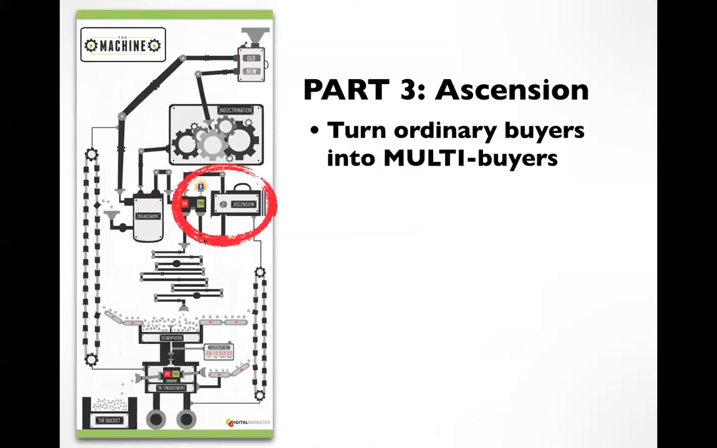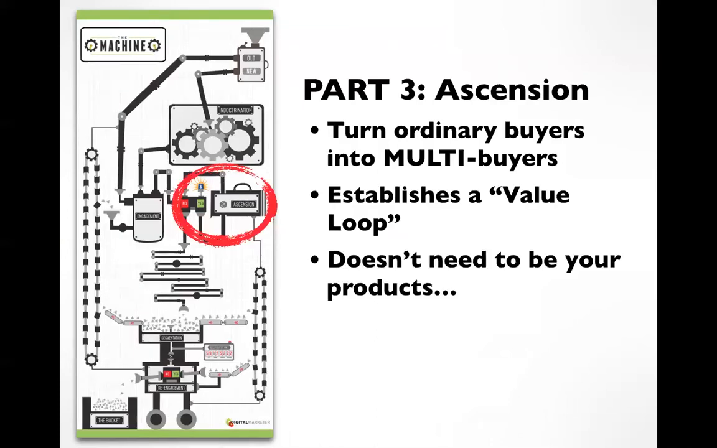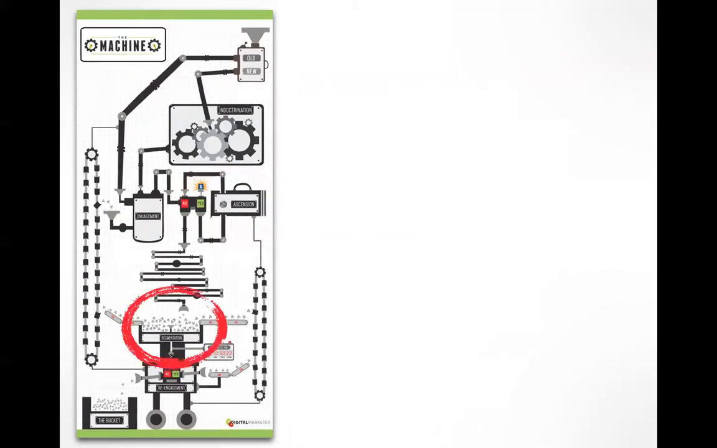So let's talk about the next step, ascension. We're going to turn ordinary buyers into multi-buyers, establishes a value loop. It doesn't need to be your product. And you can upsell and cross-sell using your Gain Logic Fear campaign. So I offer a lot of services, with partners that complement. There could be cross-sells, there could be upsells, but lots of partners. So don't get stuck thinking that you have to produce everything.